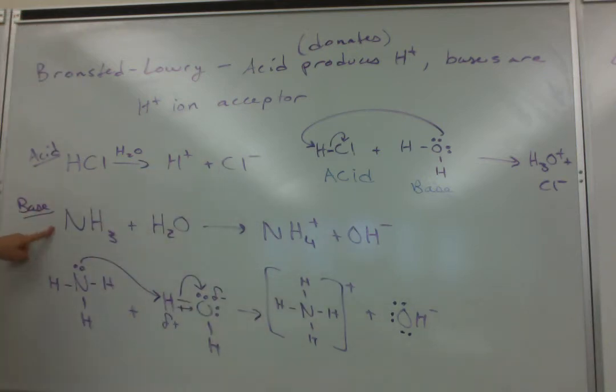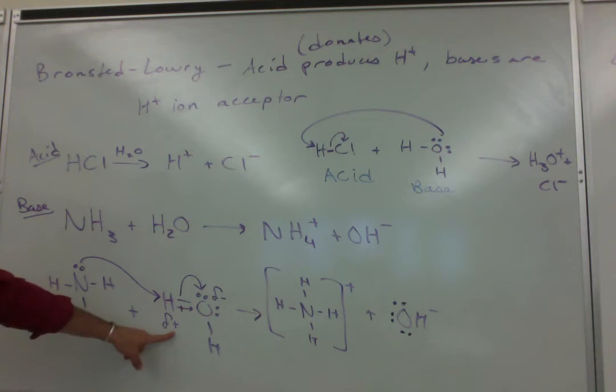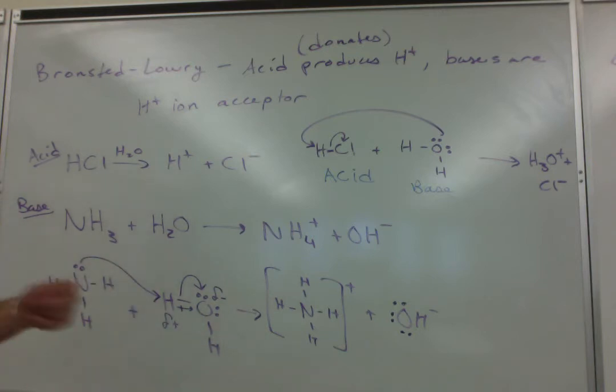Now base, ammonia, NH3. This is a different type of base than what we described in Arrhenius. The lone pair of electrons attracts the hydrogen of the water molecule, because water is partially positive on the hydrogen and partially negative on the oxygen, because oxygen is more electronegative.